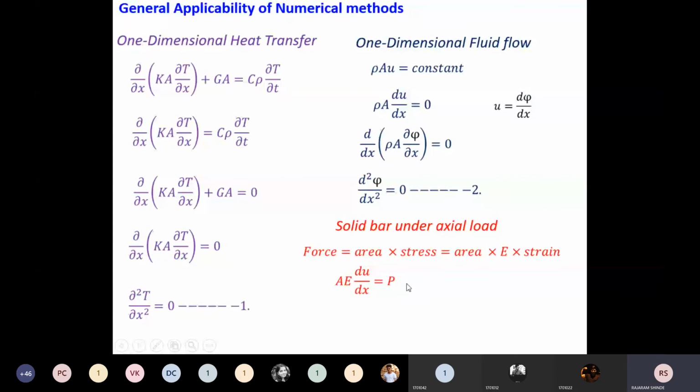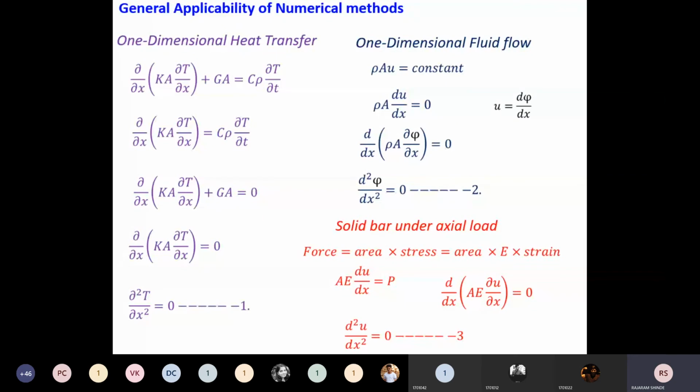Now, if I assume the force is a constant load, I can differentiate this equation with respect to x again, and I can equate it with 0. If I assume A is a constant and modulus of elasticity is a material constant, then I can write this equation like this. Now, if you observe these three equations, this is equation number 1, equation number 2, and equation number 3. All these equations are same equations. Am I right? Do you agree with this? All these equations are Laplace equations.